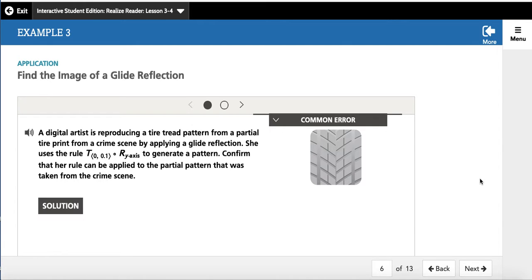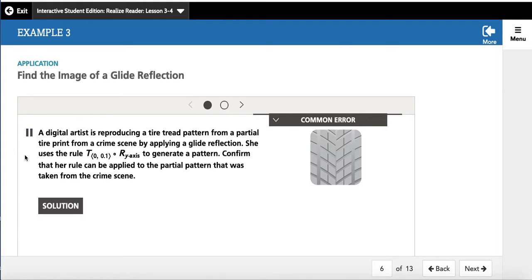Hello geometry students. This is a video of example 3 for geometry topic 3 lesson 4. Find the image of a glide reflection. So we're going to practice that. Let's listen to their reading of this paragraph.